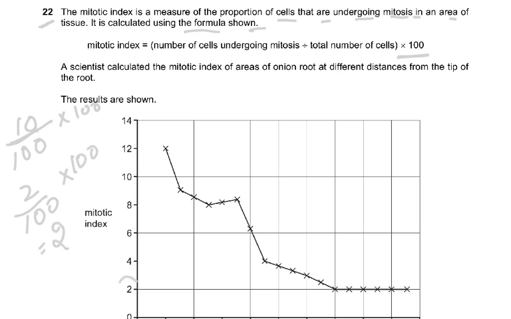So you have to understand why it is 2, when it is 4, when it is 6, 8, 10, 12, and 14. You do this sort of sums and then you figure this out. Then it says a scientist calculated the mitotic index of areas of onion root at different distances from the tip of the root. The results are shown.